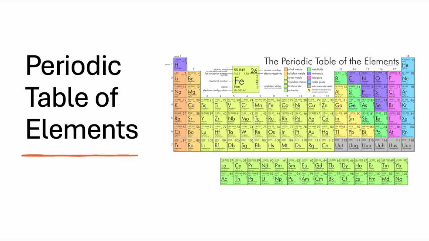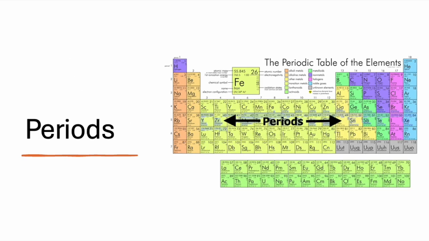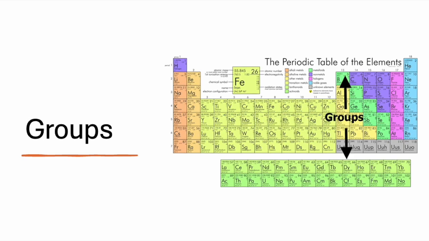Elements are pure substances that cannot be broken down into simpler substances. Some examples of elements include hydrogen, oxygen, carbon, and iron. The periodic table helps us understand the relationships between the different elements. The table is organized into rows called periods and columns called groups. Elements in the same group have similar properties.